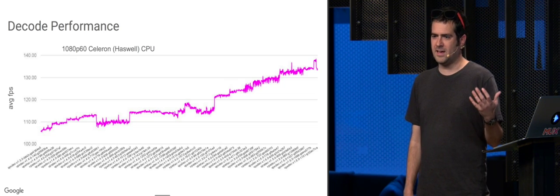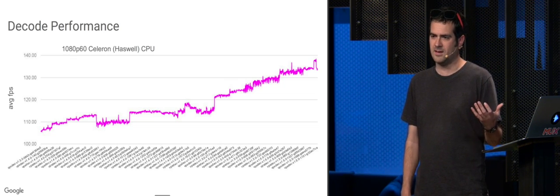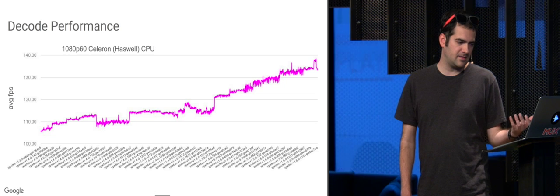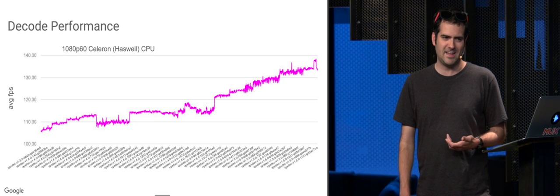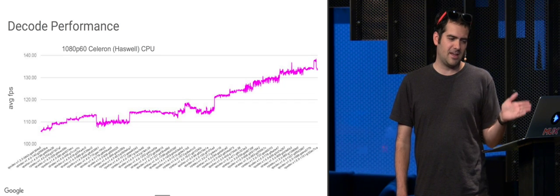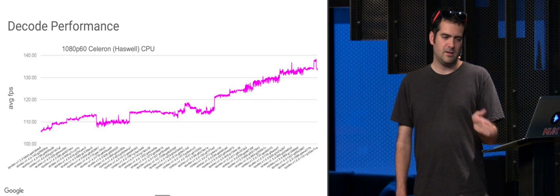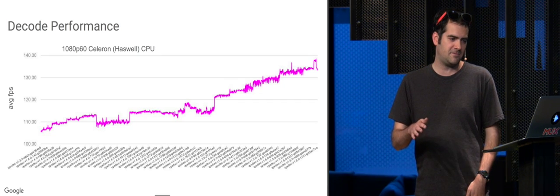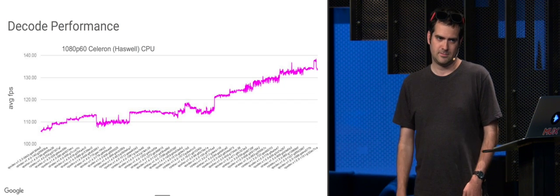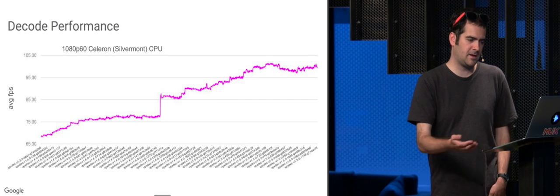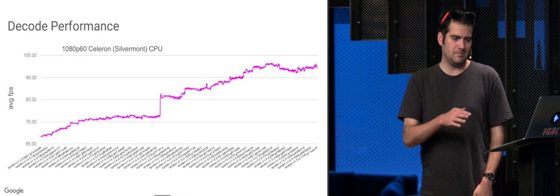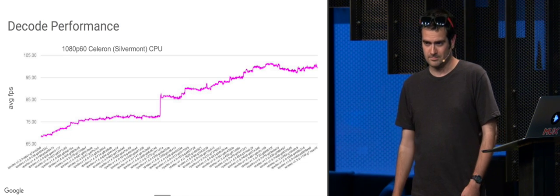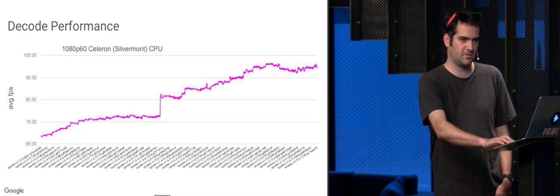So here's an actual graph of decode performance on a Haswell Celeron. It's indexed by git hash rather than date, which is a little hard to read, but it starts out April 1st, 2015, and goes to June of this year. It goes from 105 average FPS to over 130. And on Silvermont, which is lower end, you're going from high 60s to 100 FPS. So we're pretty happy with those results.